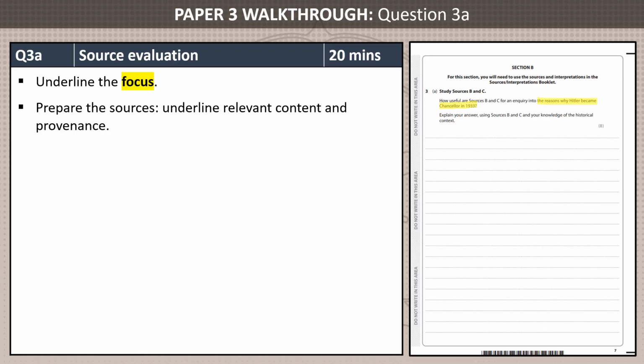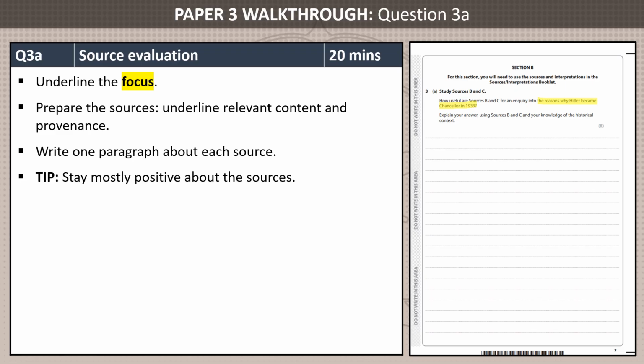Prepare both sources by underlining relevant content. If you have a picture source, you should circle key details, and then do the same for the provenance. Underline the key features like who made the source, when was it made, where was it made and why. Then write 1 paragraph about each source. Do not try to combine or compare the sources. You won't get any marks for that.